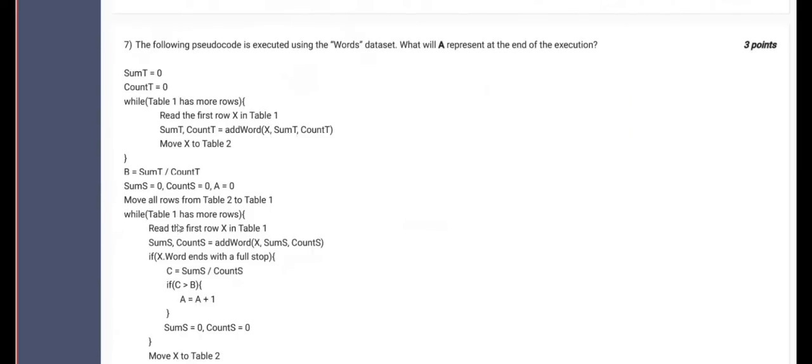The following pseudocode is executed using the words dataset. What will A represent at the end of execution? Sum T and count T are both zeros. Sum T, count T is something other than the returned result of add word X, sum T, count T. Move X to table 2. B is equal to sum T by count T. What is this sum T by count T?